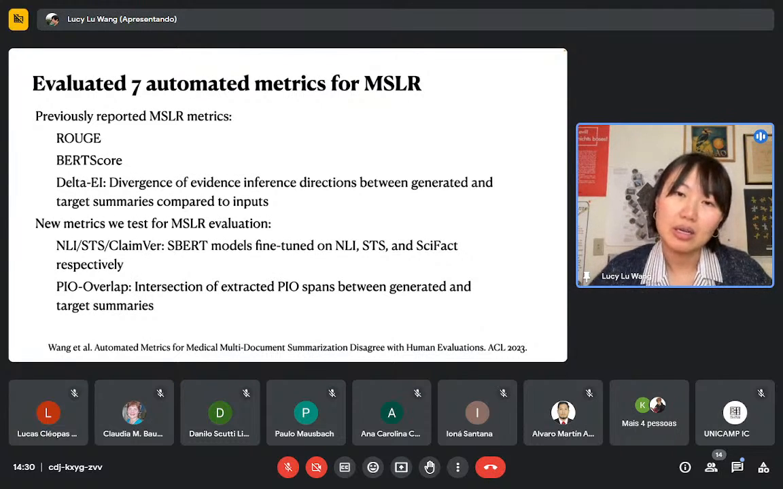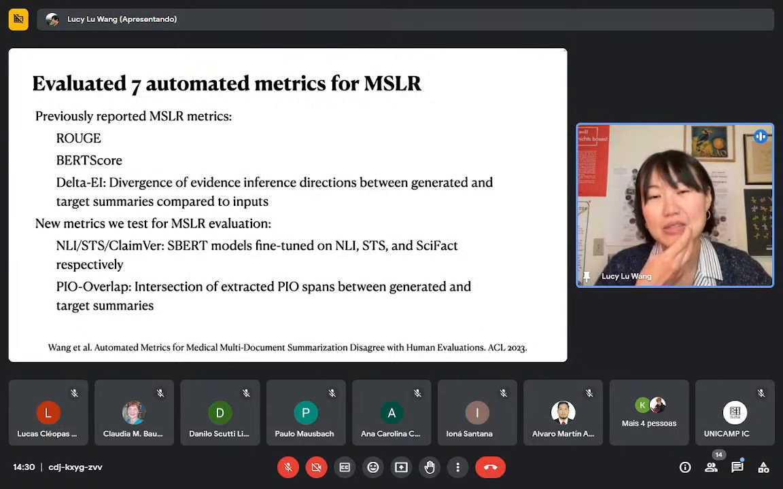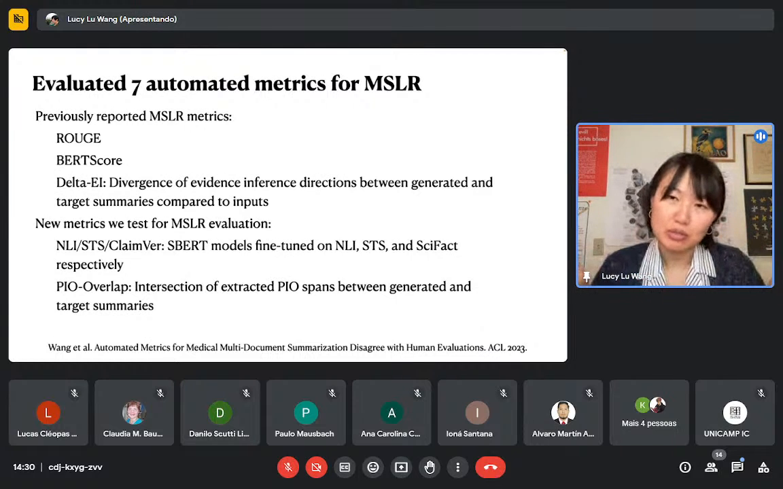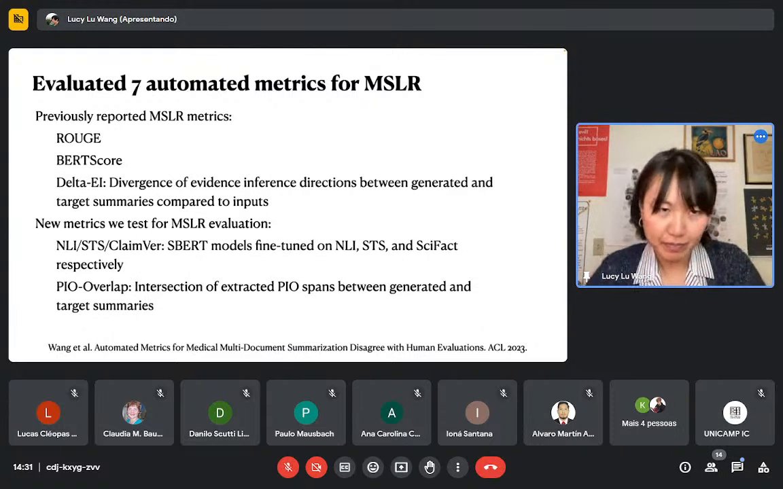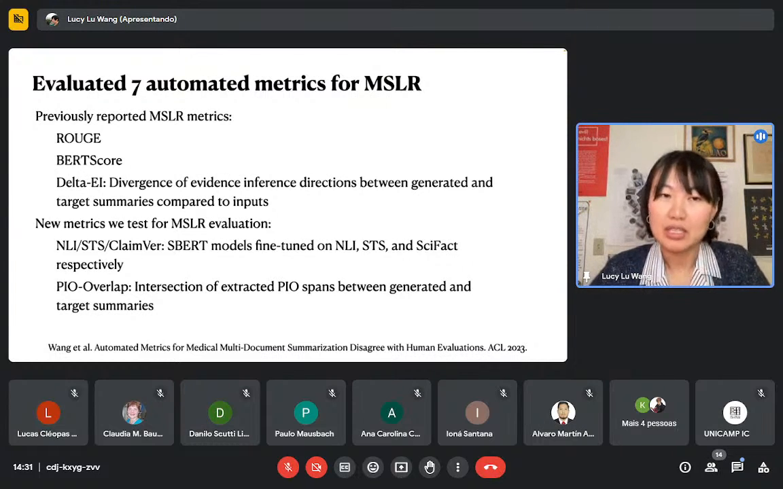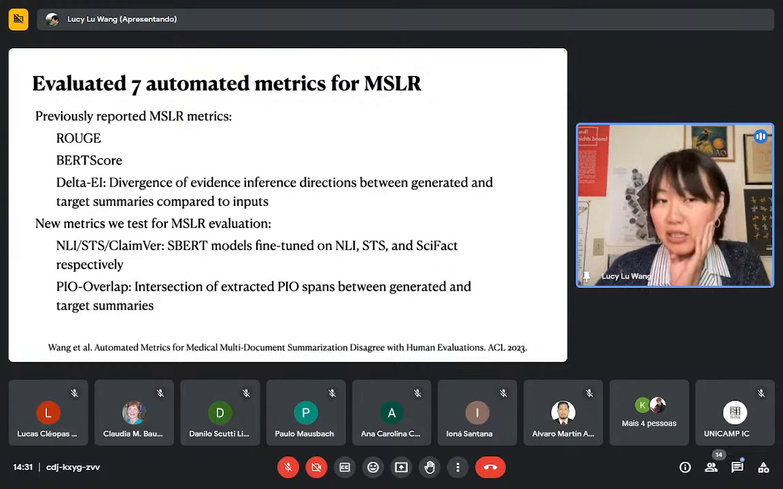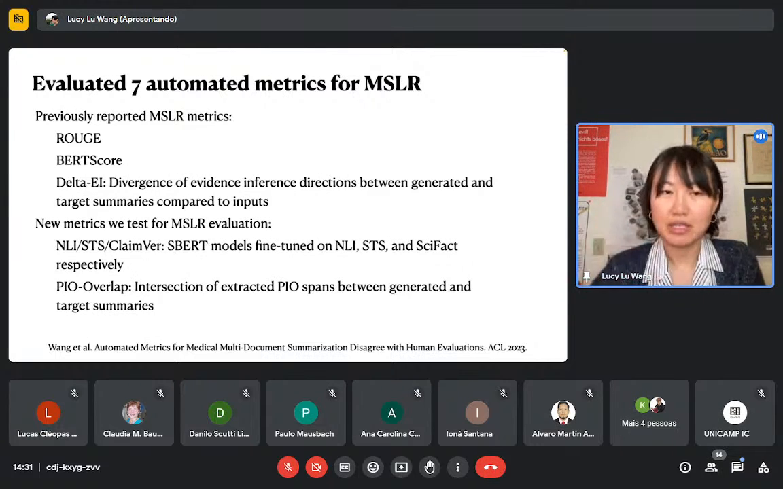We also evaluated delta evidence inference, or delta EI, a divergence metric that we introduced in the original MS squared paper, which looks at the distributional differences between model predictions of evidence direction for a generated and a target summary. Okay. And then we also examined several new metrics, including sentence BERT model embeddings fine-tuned for natural language inference, semantic textual similarity, as well as scientific claim verification through training on the SciFact dataset.